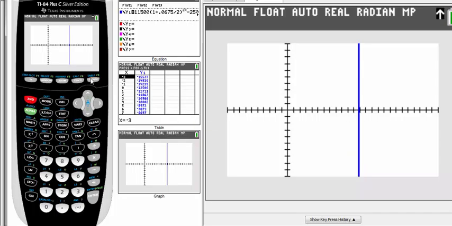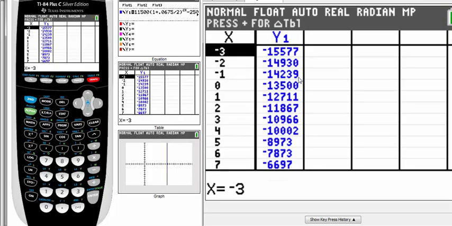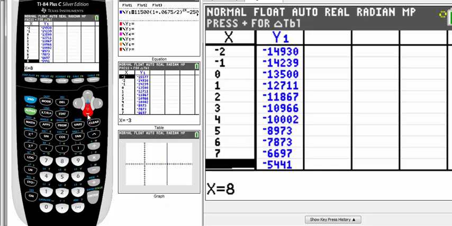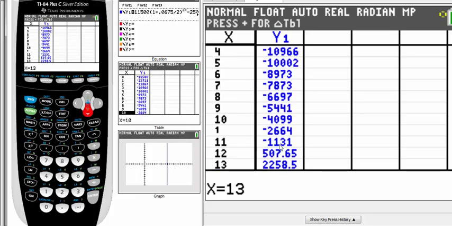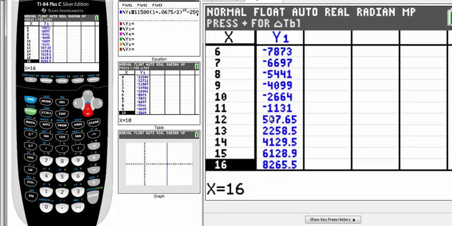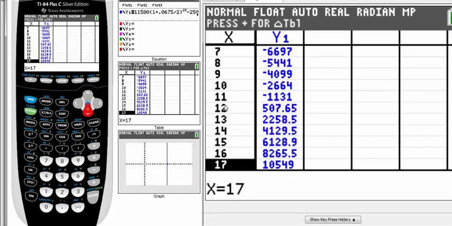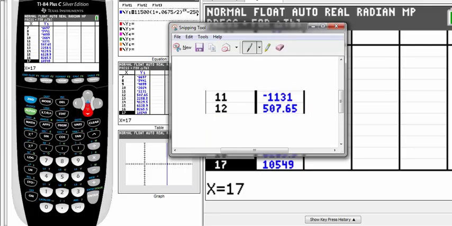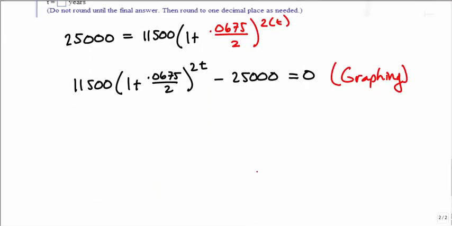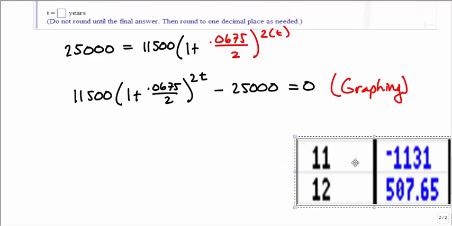To find out for sure where this is, you'd go second table, and you're looking for where the values on the y-axis change from positive to negative or negative to positive. For the trend that we're seeing now, we can see that it's switched right here between 11 and 12 years. So this is not giving me my solution, it's giving me the location of my solution. It's saying, if you look between 11 and 12 years, that's going to be your value for t. So let's go ahead and pop that in to our graph as well.